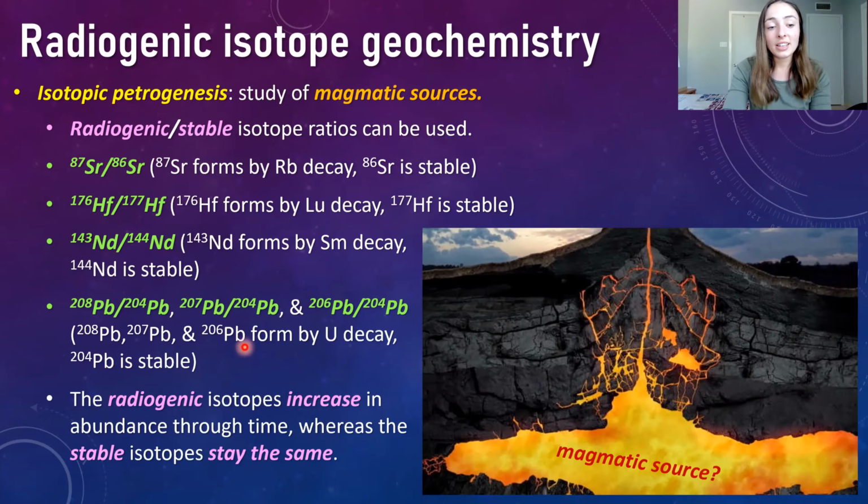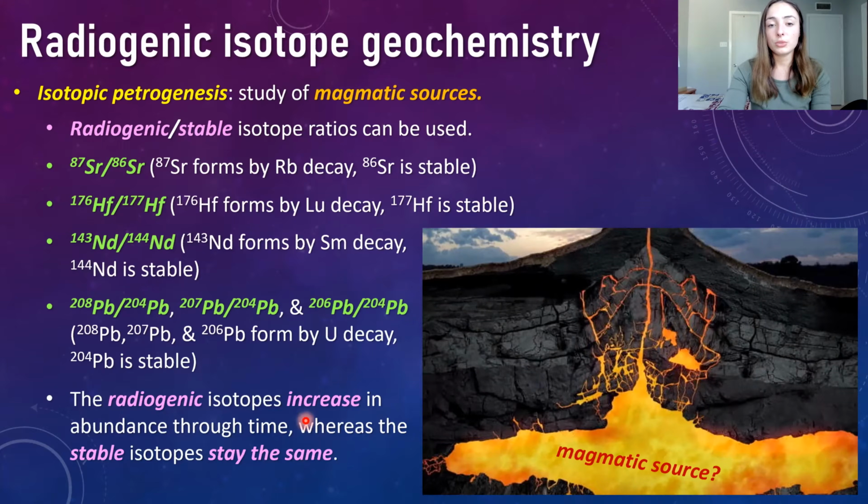And lastly, lead has three different radiogenic isotopes that can be used in ratio to lead 204, which is a stable lead isotope. Because these pairs have radiogenic isotopes over stable isotopes, one of those values will change over time, the radiogenic one. That one will increase through time because it's a daughter product, so over time more of it accumulates as the decay of its radioactive isotope occurs. And the stable isotope in the denominator of these ratios will always stay the same.